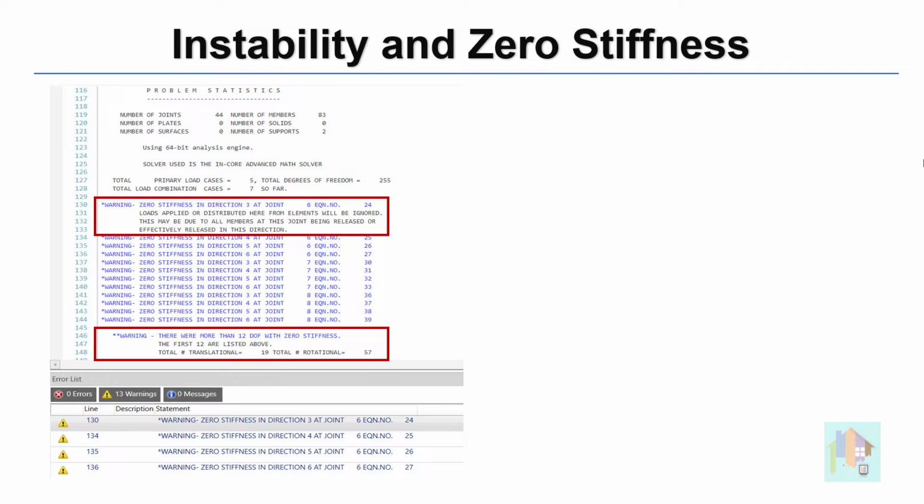If there are more than 12 such warnings, then the program reports the first 12 and the rest of the warnings are not reported in the output. But another warning is reported which indicates there are more such issues which are not reported. So we should review the entire model and eliminate all the problems.